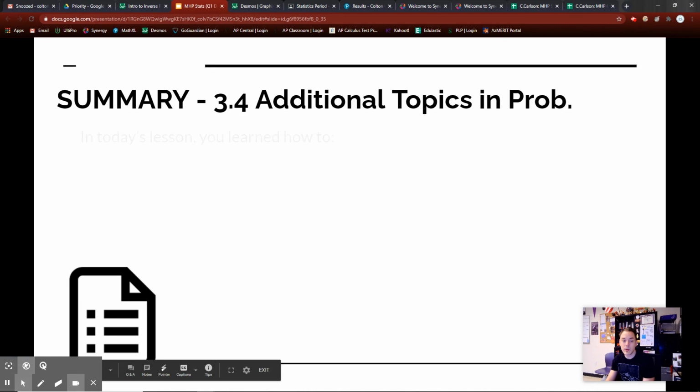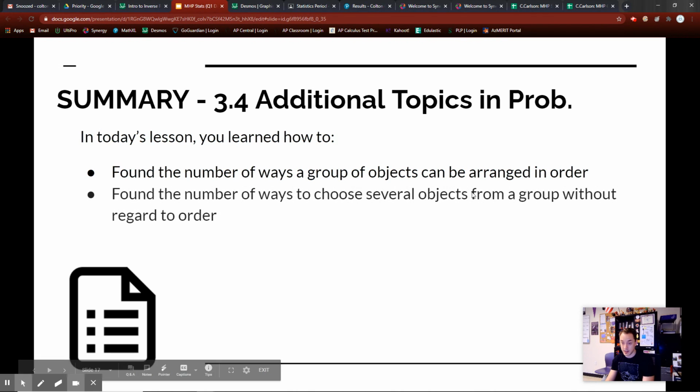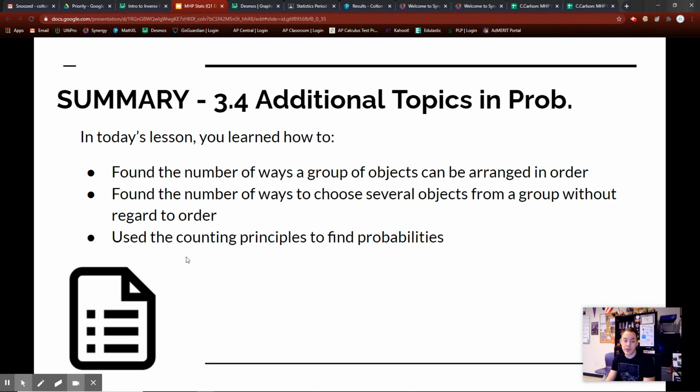All right. What we learned was how to find the number of ways to group objects that can be arranged in order. That's permutation. We found the number of ways to choose several objects from a group without regard to order. We also learned how to use the counting principles, the fundamental counting principles, to find probabilities. Okay.